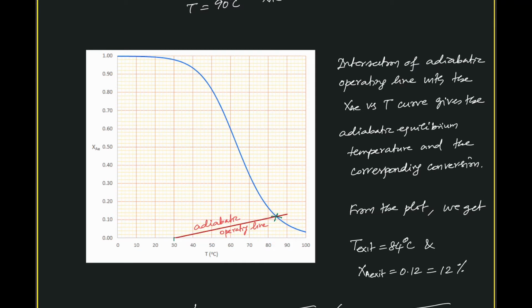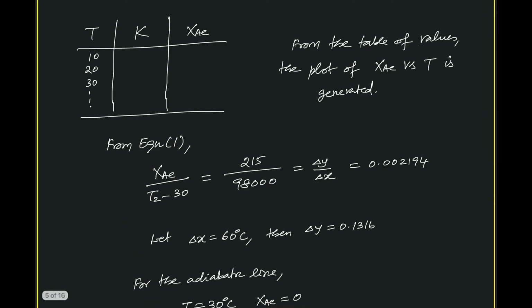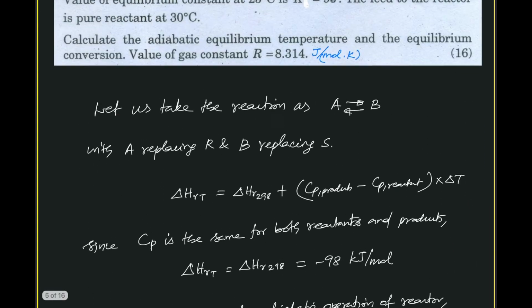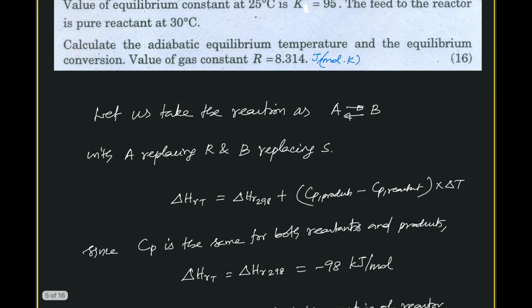So what is all needed? We need to get the equation for the line as well as the plot of XAE versus temperature. So that is two tasks. First, let us get the equation for the operating line.